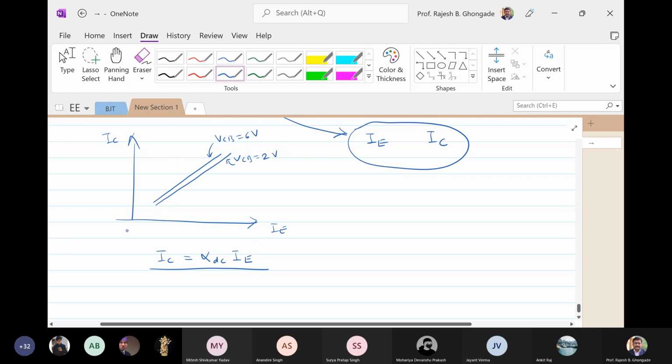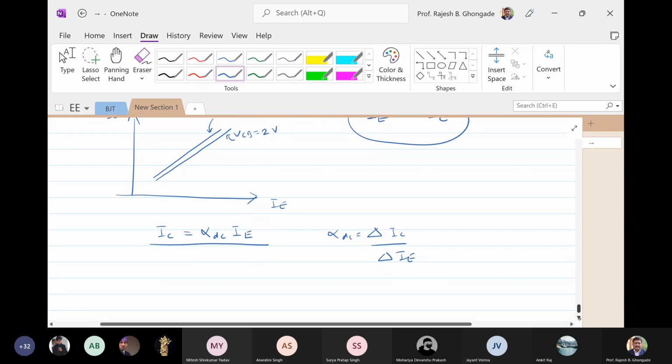So how can I find out alpha DC from this curve? So slope ले लेंगे. Yes, exactly. So I can simply say alpha DC is equal to delta IC by delta IE. So from this curve, we'll be able to get alpha DC. ठीक है?